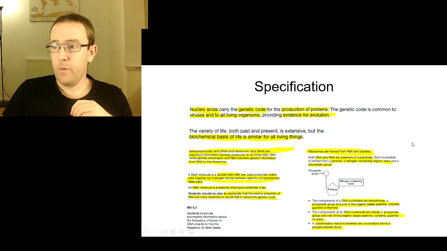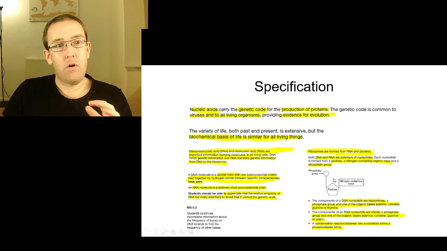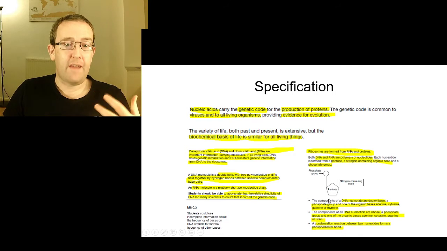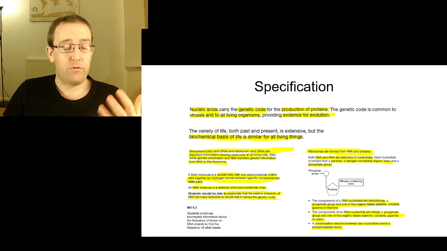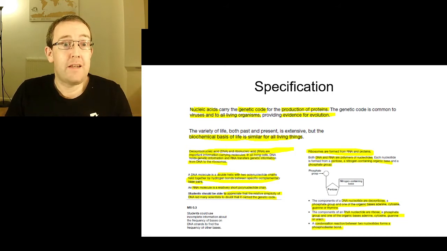Over here we can see the structure that you are expected to learn. Notice it's not as complicated as the structure of an amino acid, where you're supposed to know the full chemical structure. You only have to know the three parts of this for A-level. However, I am going to show you the full chemical structure because I think it makes a lot more sense as to why DNA is called what it is and how it works the way that it does, and the difference between DNA and RNA.